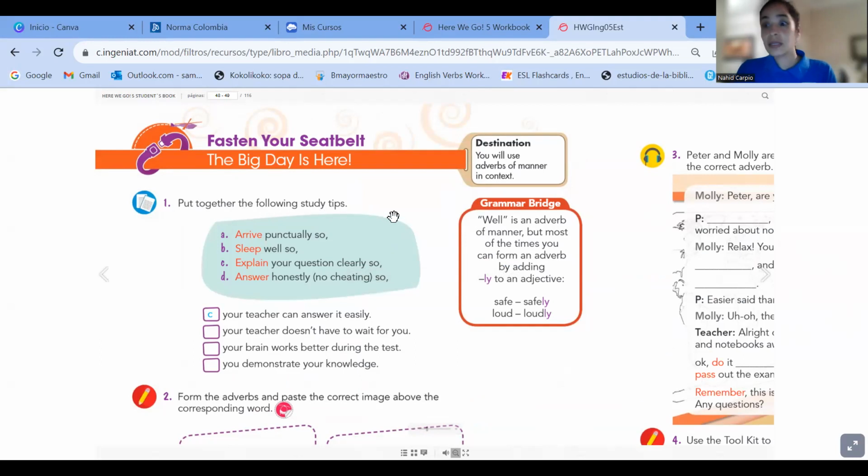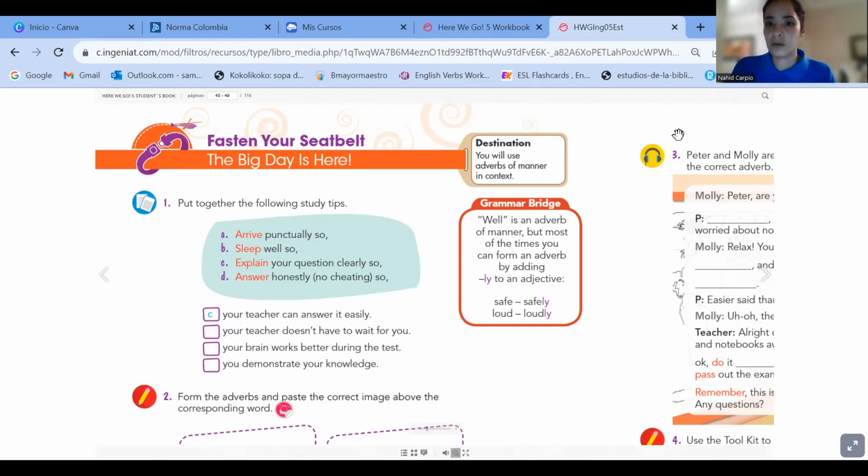Do you remember the study tips from the other pages we did in the last class? Okay, with the imperative. You are going to read these sentences and put these letters in the correct sentences. Do you have some relation? Which sentences belong with the correct imperative? ¿A cuál crees que pertenece este imperativo con esta oración?